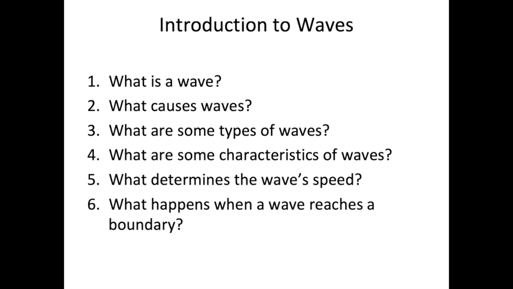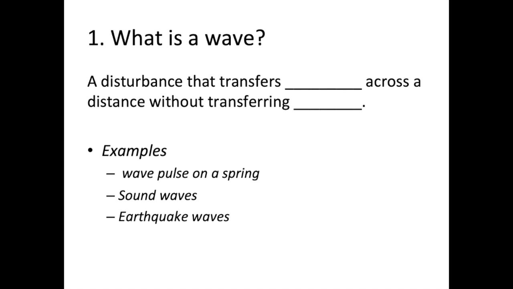In the notes handout you'll see there are 6 major points that we are going to cover in this lesson. What is a wave? What causes waves? What are some types of waves? What are some characteristics of waves? What determines the wave speed? And what happens when a wave reaches a boundary?